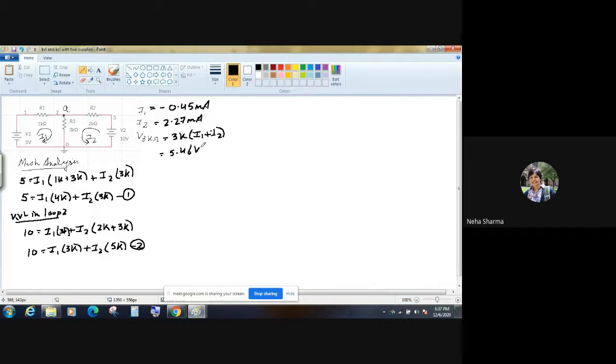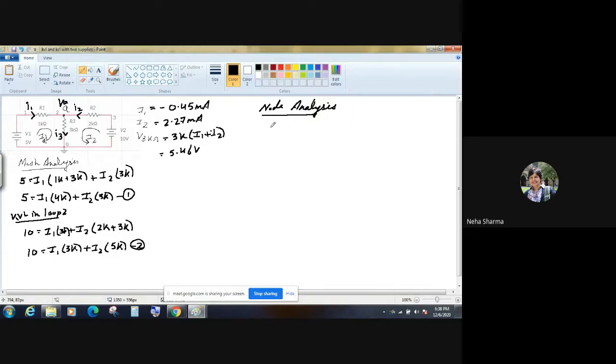For node analysis, we have to first define the node. I have already defined a node A here, and I assume that the voltage here is VA. So let's try to solve the same question, but this time using node analysis. If I'm doing it using node analysis, then I have to define the node currents. So again, let this be small I1, let this be small I2, and the current which is flowing through this is small I3.